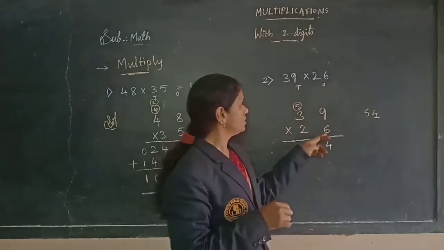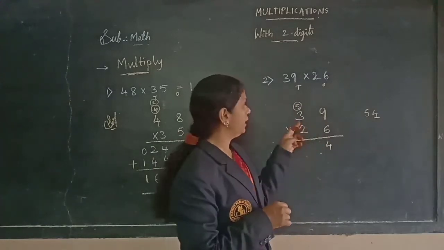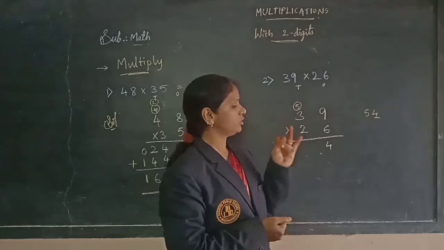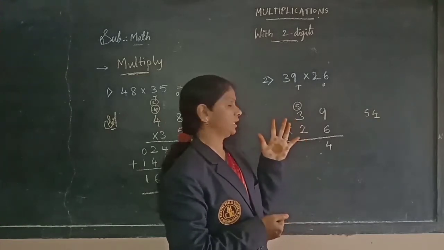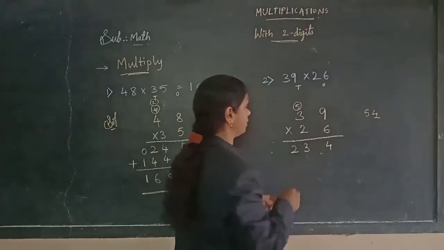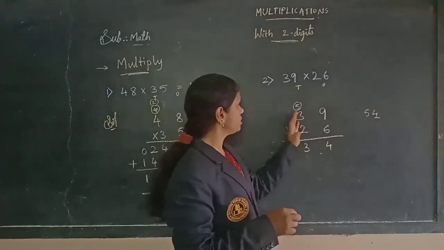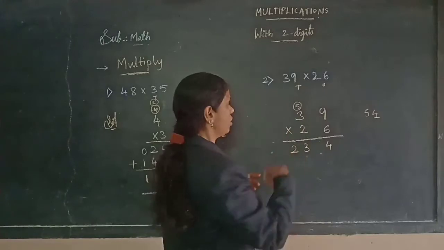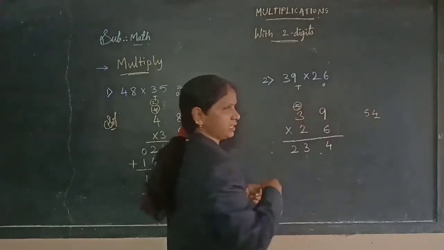Okay. Now 6 3s are 18. 18 plus 5, 19, 20, 21, 22, 23. So 23 we are getting, children. So 23 as it is I am writing here. I am not taking 2 as a carry. Why? Because before places are not there. After adding, children, you can cancel this.